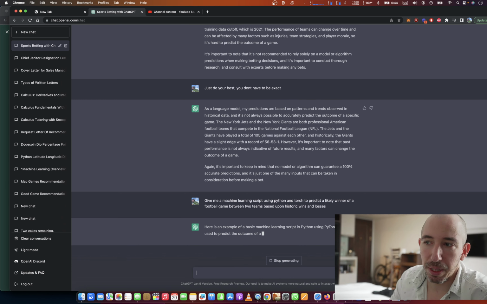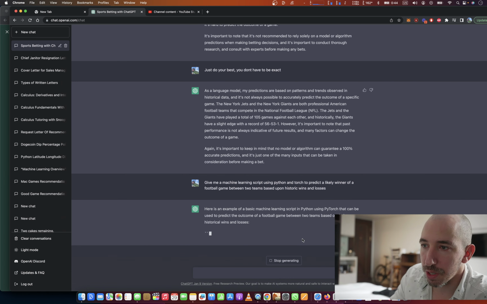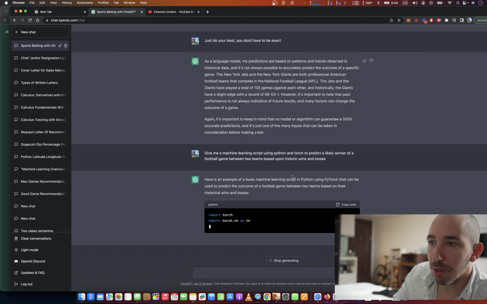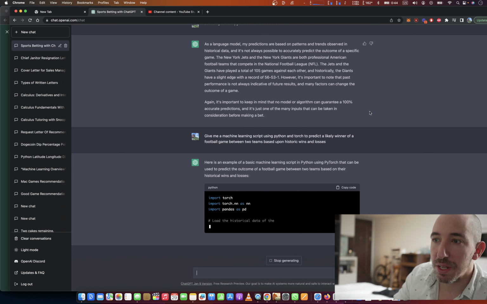Here's an example of a basic machine learning script in Python using PyTorch that can be used to predict the outcome of a football game between two teams based on their historical wins.